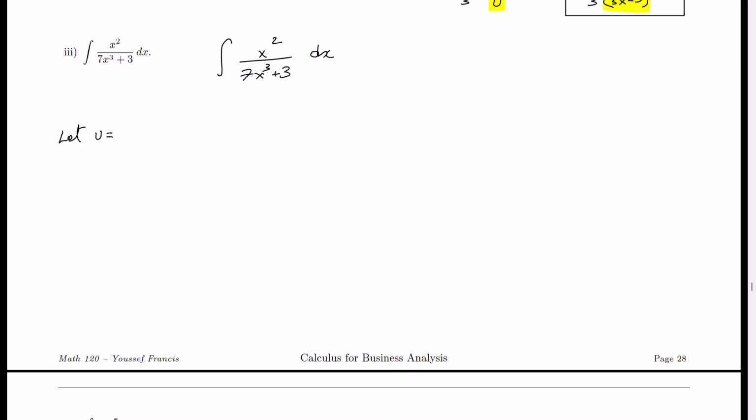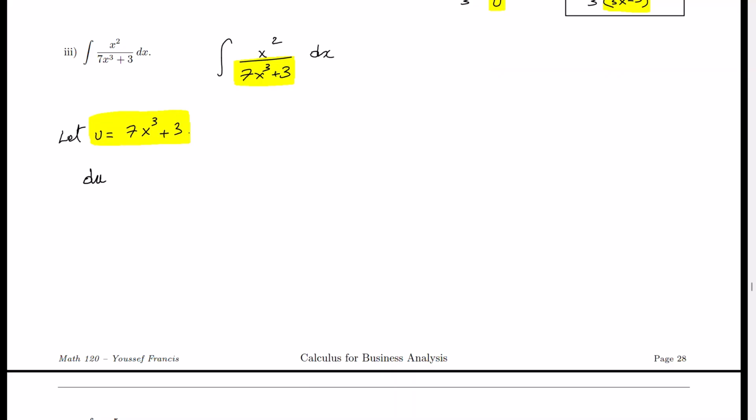Well, the other thing I'm seeing here in this problem is that I have a fraction, and so it makes sense to let u be the denominator when you have a fraction. So we're going to choose 7x cubed plus 3 to be the thing we're calling u. So u in this problem will be 7x cubed plus 3.